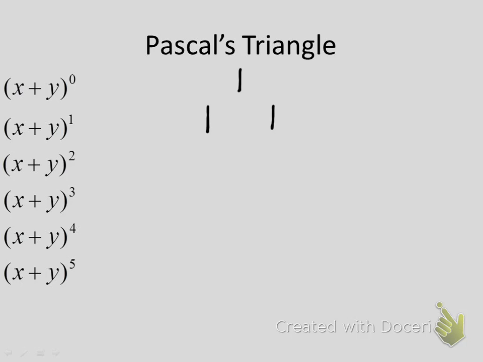Now, x plus y squared. We just did that. What were those coefficients, in order? 1, 2, and 1. Right? Because your answer was x squared plus 2xy plus y squared, right? 1, 2, 1.